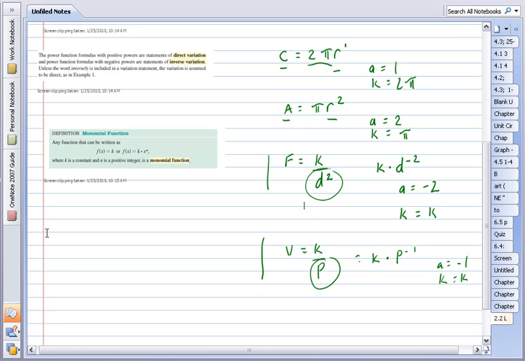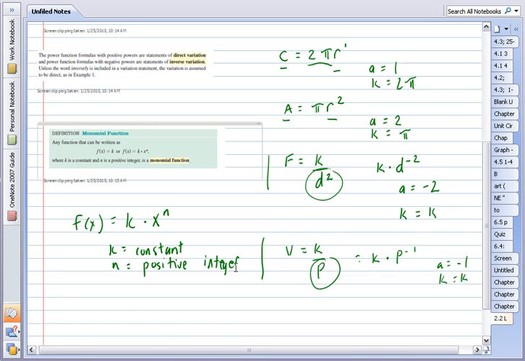Another important function for us to focus on is the monomial function. F of x equals k times x to the n. Similar to the power function, the difference is k is a constant. That is exactly the same as a power function, but n must be a positive integer. Remember that in a power function, the a value could be anything non-zero. That is the primary difference between a monomial function and a power function.